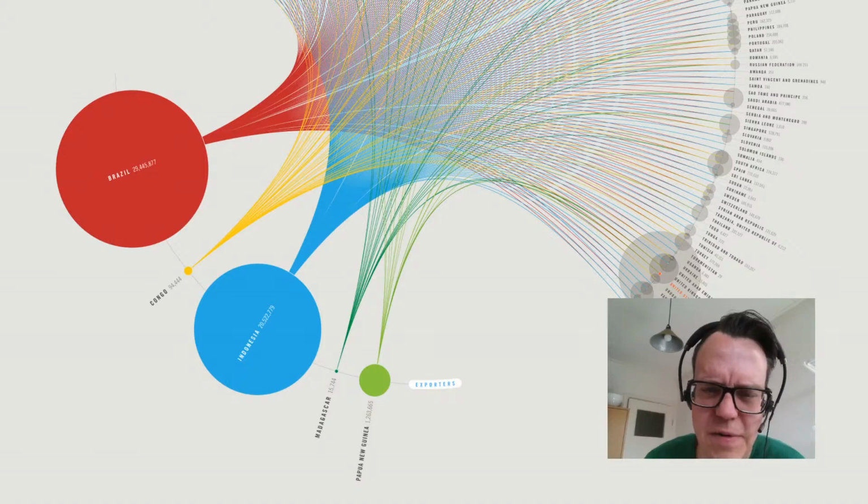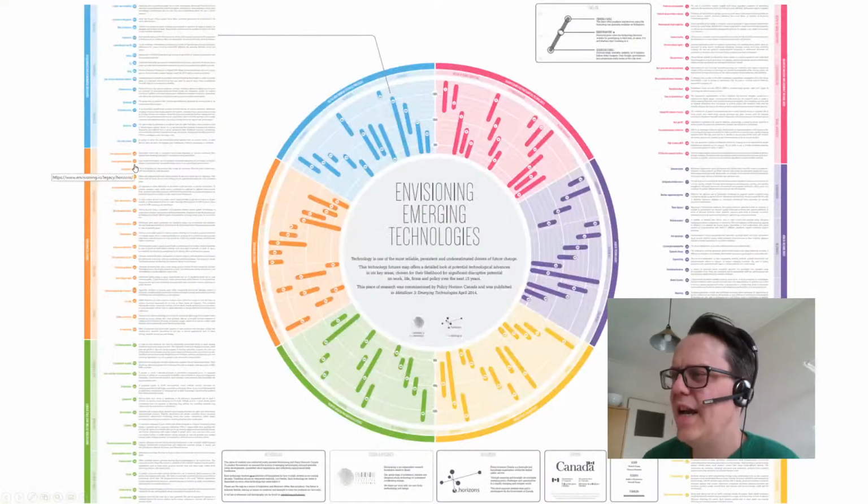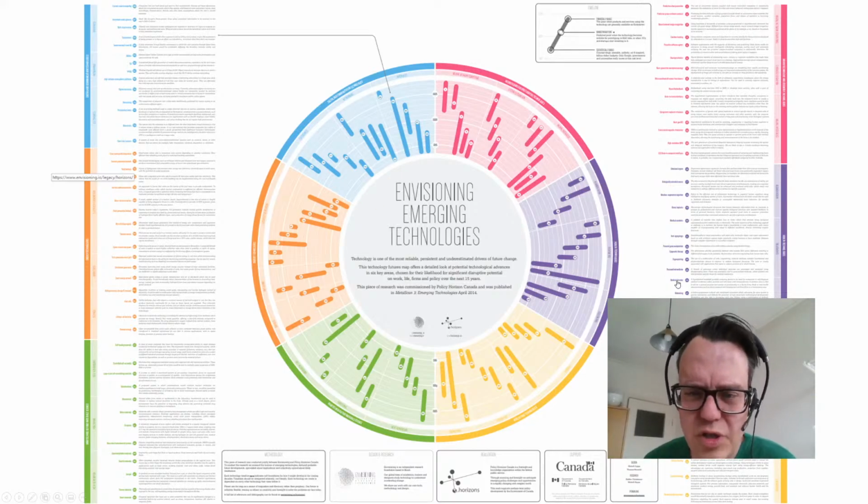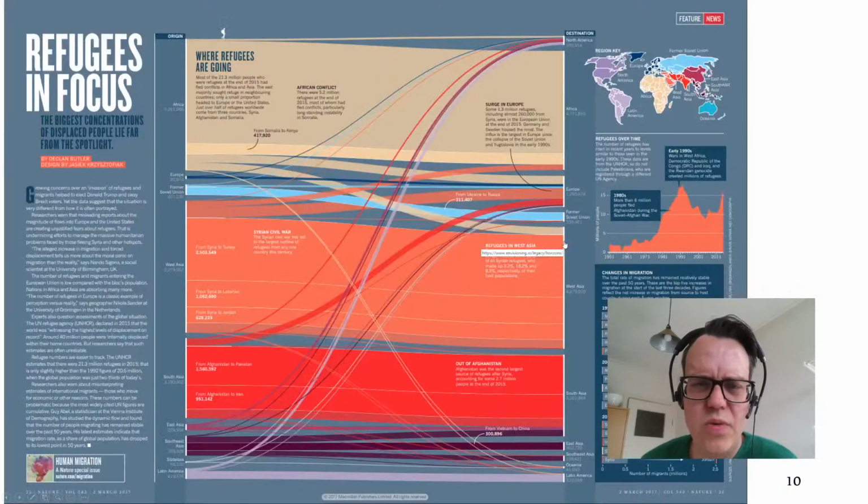Here you see the timber trade with a very nice flow diagram from origin to source. And then here some stuff on emerging technologies, again with a combination of very simple charts, but the combination makes it powerful, I think.